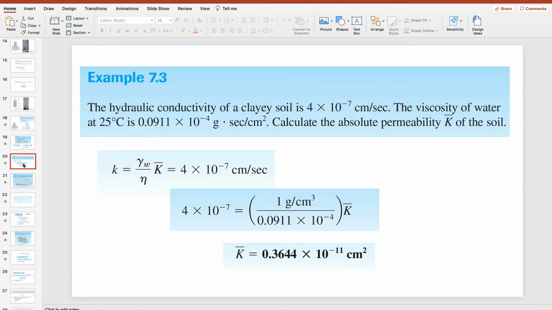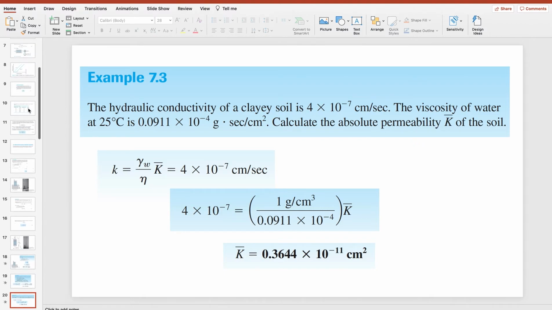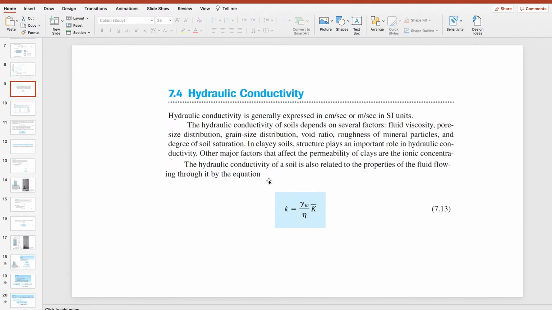Next, example number 3. The hydraulic conductivity of a clay soil is 4 times 10 raised to negative 7 cm per second. The viscosity of water at 25 degrees Celsius is 0.0911 times 10 raised to negative 4 gram second per centimeter squared. So we have here the hydraulic conductivity and the viscosity. Therefore, we need to solve for the absolute permeability.